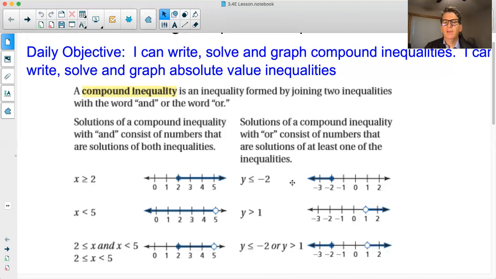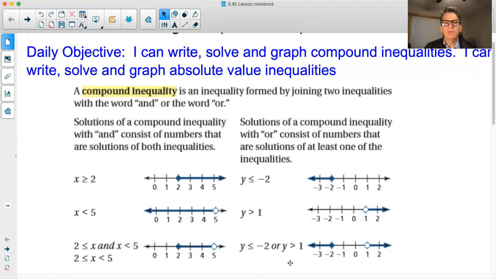Basically, you're going to take the first inequality, and then you're going to show the second inequality on the same graph, and that would be considered an or statement. So y is less than or equal to -2, or y is greater than 1.